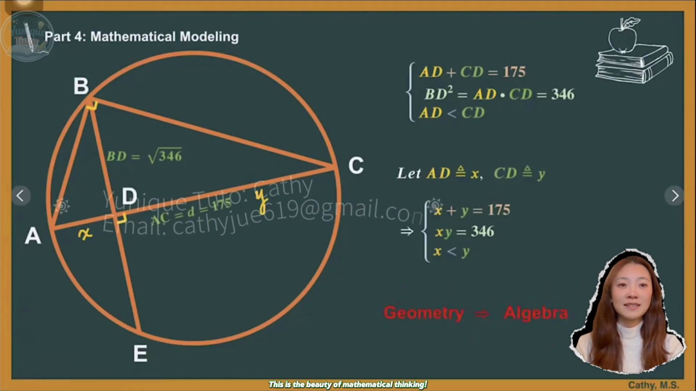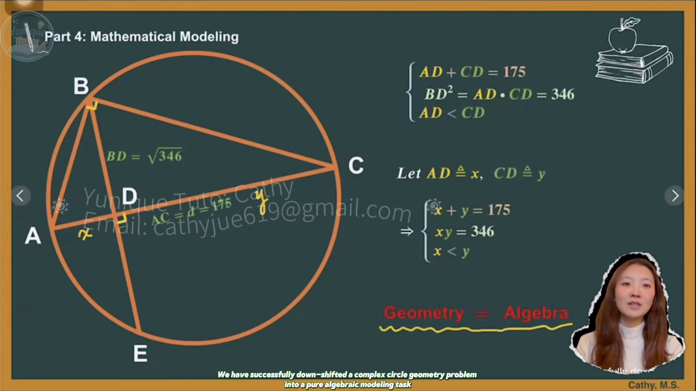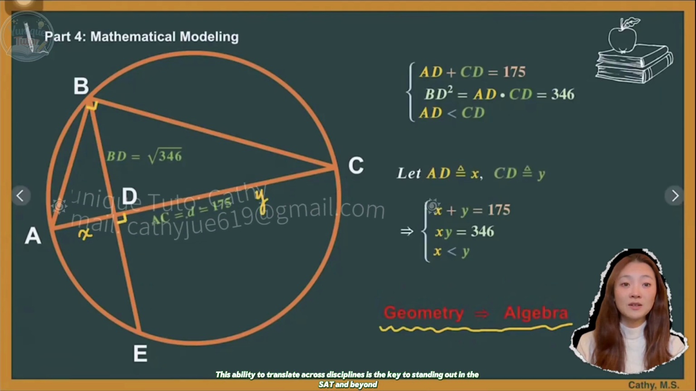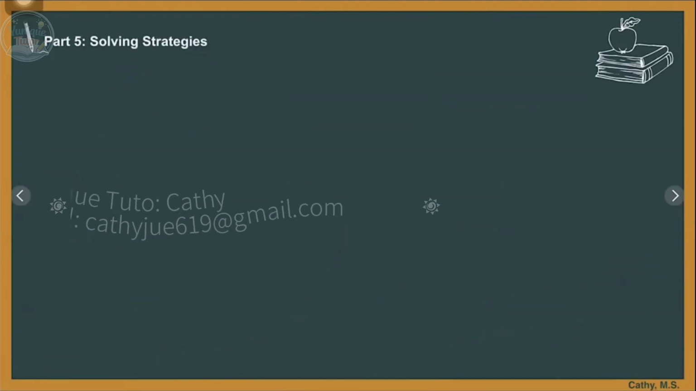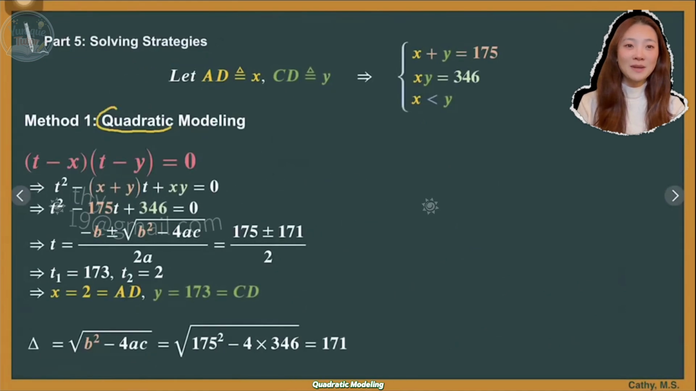This is the beauty of mathematical thinking. We have successfully downshifted a complex circle geometry problem into a pure algebraic modeling task. This ability to translate across disciplines is the key to standing out in the SAT and beyond. For this system, I first want to introduce method 1, quadratic modeling.